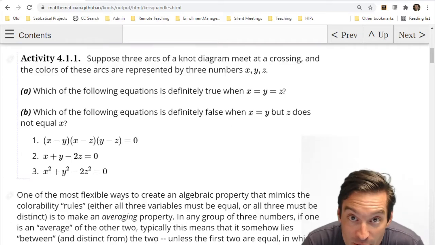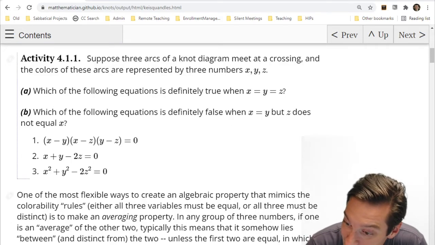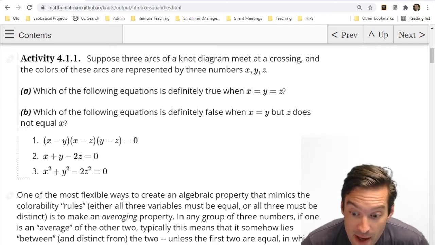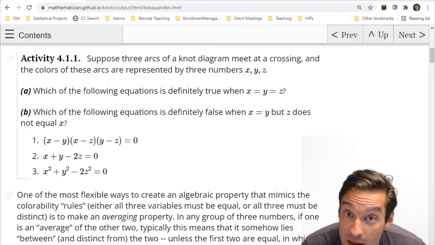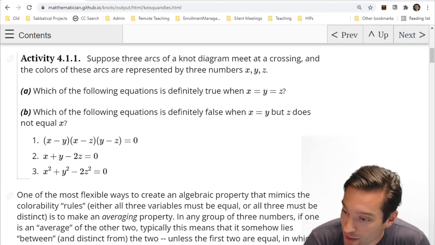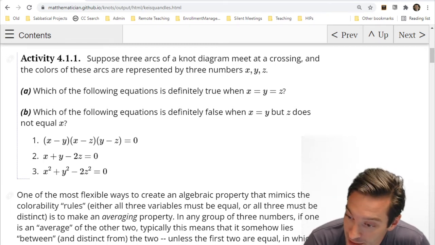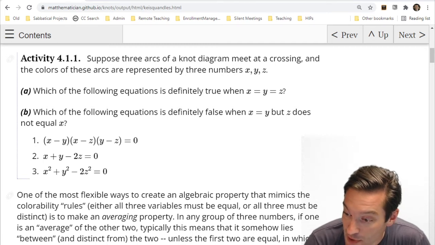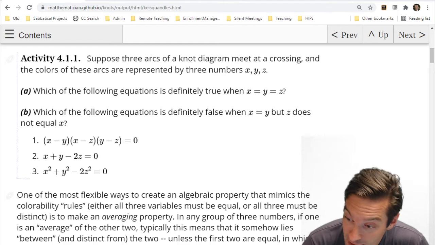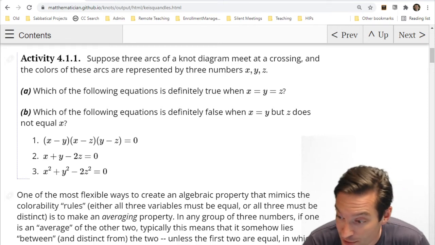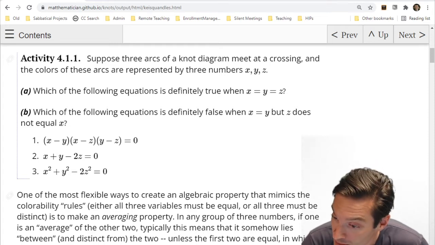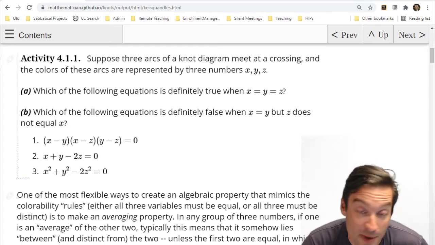So there was no fooling you in this activity. You notice that all three of these equations are satisfied when X, Y, and Z are all the same as one another. For example, if X, Y, and Z are all equal to X, then in this first equation, X minus Y is going to turn into X minus X, and it's just going to wipe out the whole left-hand side, and the equation is satisfied. Same thing with X plus Y minus 2Z becomes X plus X minus 2X, which goes away, that becomes 0. Same thing with number 3, X squared plus X squared minus 2X squared.